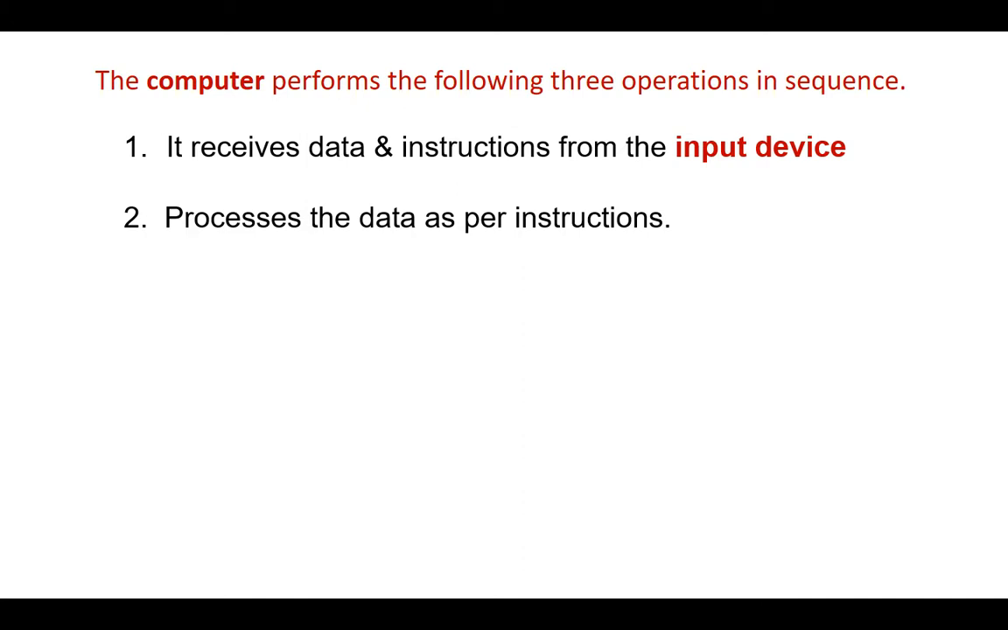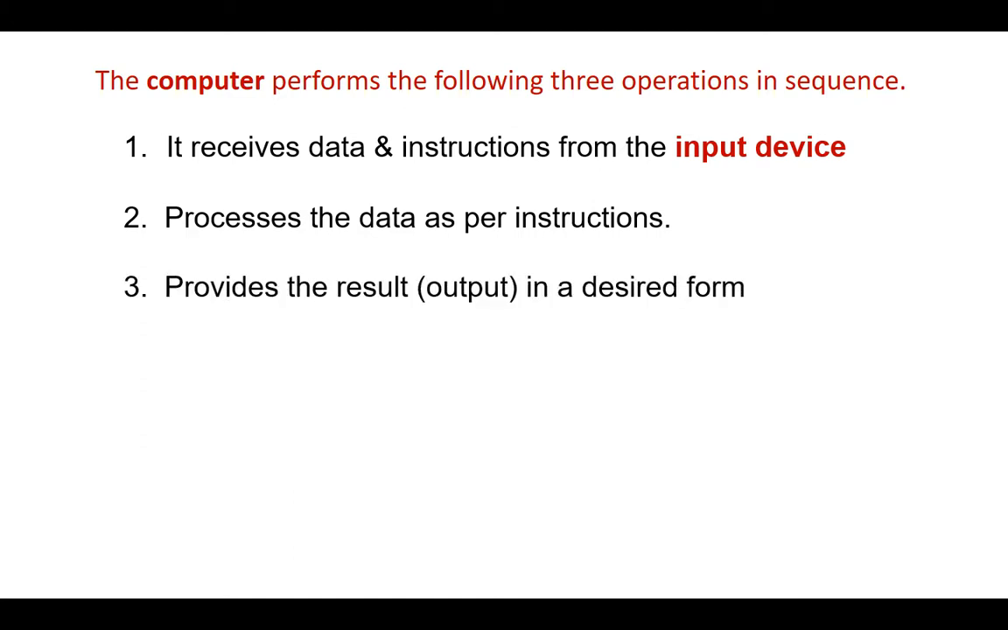That's what makes computers more accurate, and they are diligent. In short, we'll learn about the characteristics of computers. They are diligent, they are accurate, and they have a very high speed, higher than normal human beings. We'll learn about the characteristics of a computer very soon. And then it provides the result, which is the output in a desired form. So after processing the data as instructed by the person using the computer, it will provide the result as the output in the desired form.